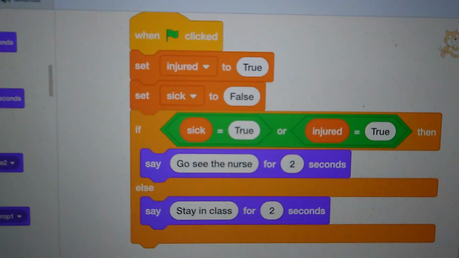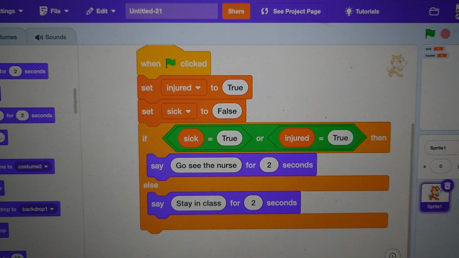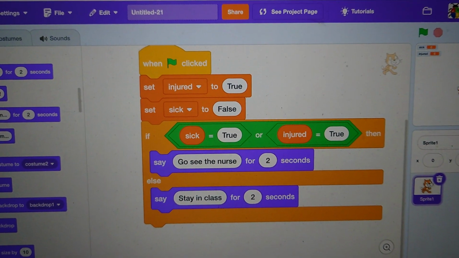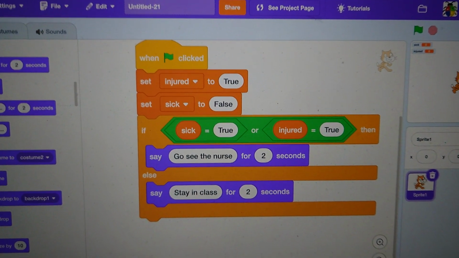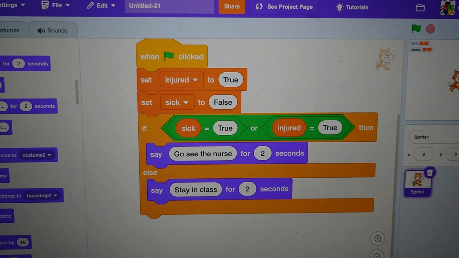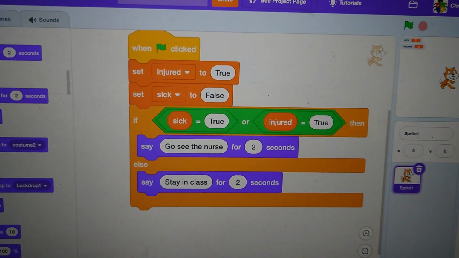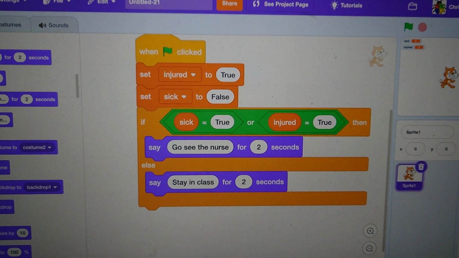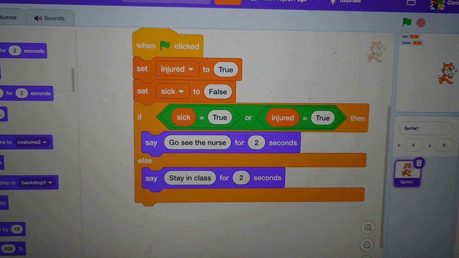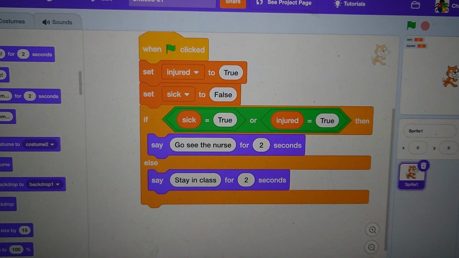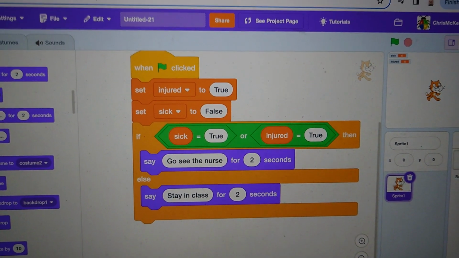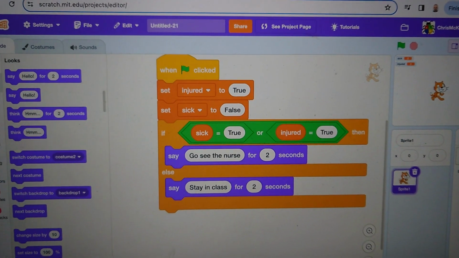Well, okay, so let's look at this Scratch code here. We've got two variables, injured and sick, and those are Boolean variables, so they're either true or false. If a person is sick, or if they are injured, then they should go to see the nurse. Otherwise, they should probably stay in class. In this case, injured is true, sick is false, but that doesn't matter because as long as one of them is true, then we output a true.